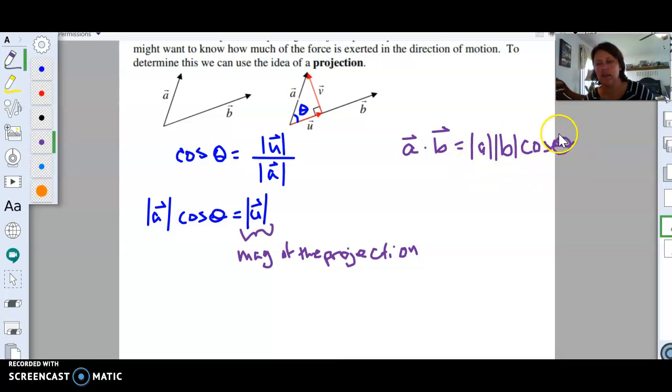So what we have here on the right hand side, compared to what we have over here for the magnitude of our projection: this is the magnitude of A cosine theta. This is the magnitude of A, magnitude of B times cosine theta. So we would have the same thing if we would just divide out the magnitude of vector B.